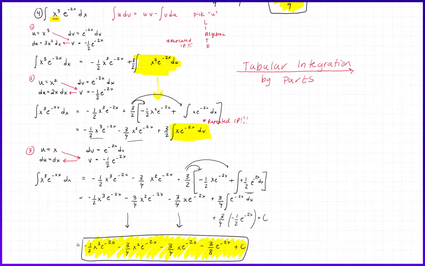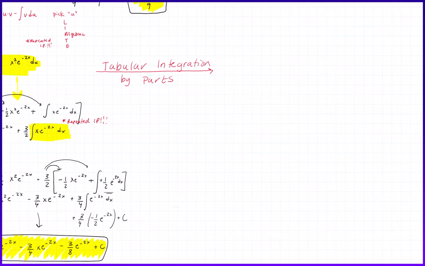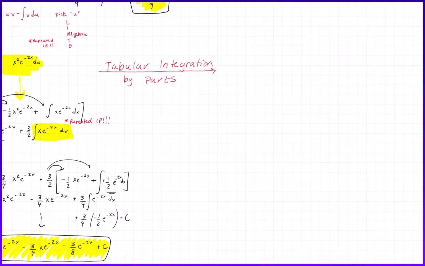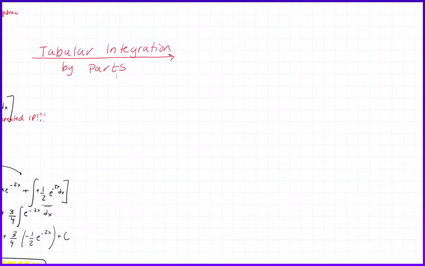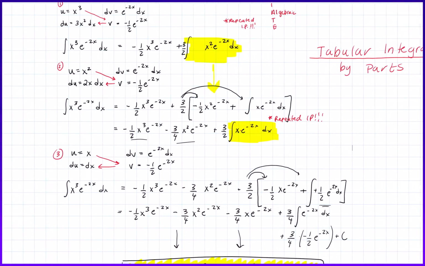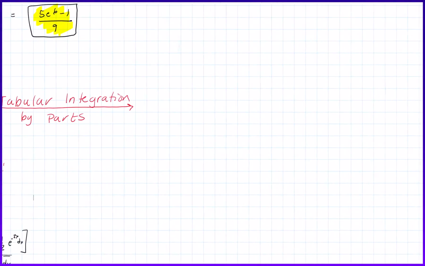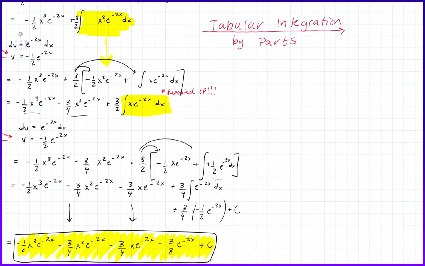If you like this process and you want to play around with it and utilize it in other integration by parts examples, go for it. I will show it to you on this one, and then you can expand if you really like it. So I'm just going to rewrite the problem. What was it? I think it was x cubed e to the negative 2x. Okay, so let's start this problem over again.